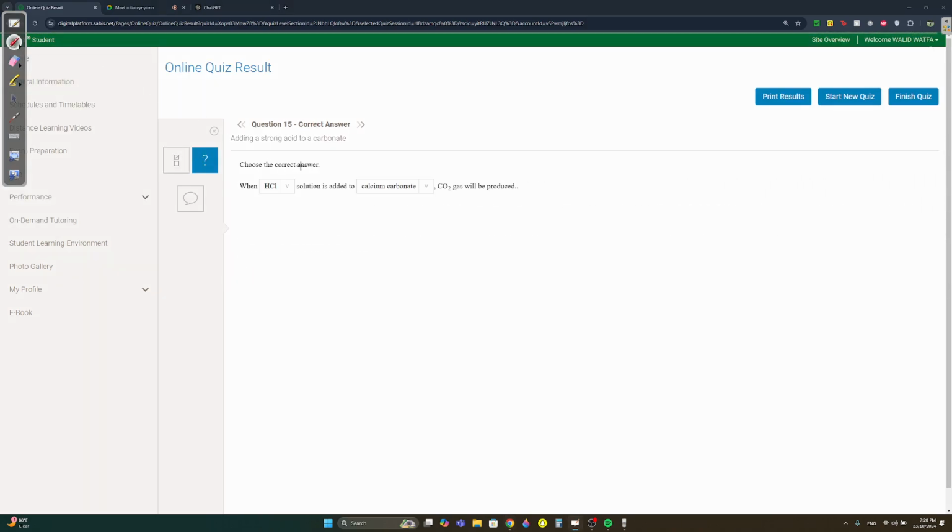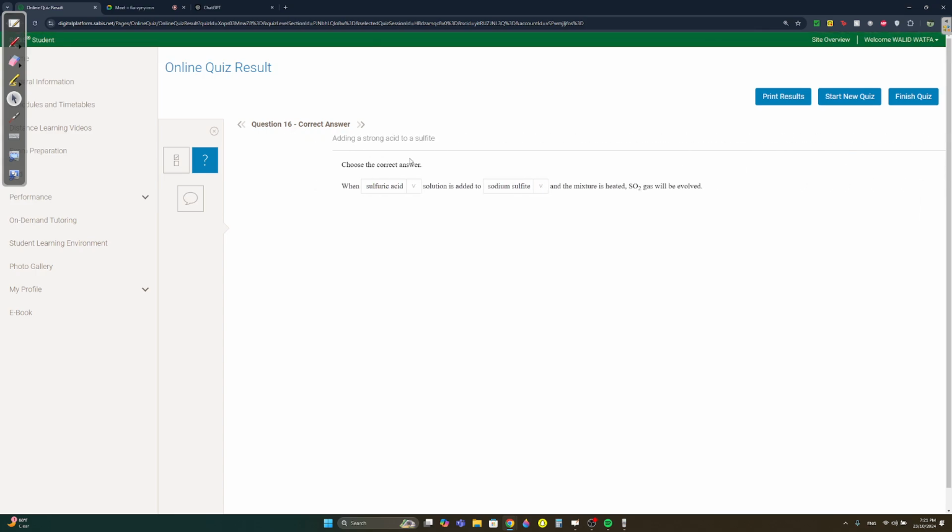Question 15. When HCl solution is added to calcium carbonate, a gas will be produced. So, carbon dioxide gas will be produced. I'm assuming they gave you a few choices, and you had to choose the acid, right? Because you know, to get carbon dioxide gas, you do acid plus carbonate. So you need to add an acid plus a metal carbonate. So HCl is an acid, and calcium carbonate is a metal carbonate.